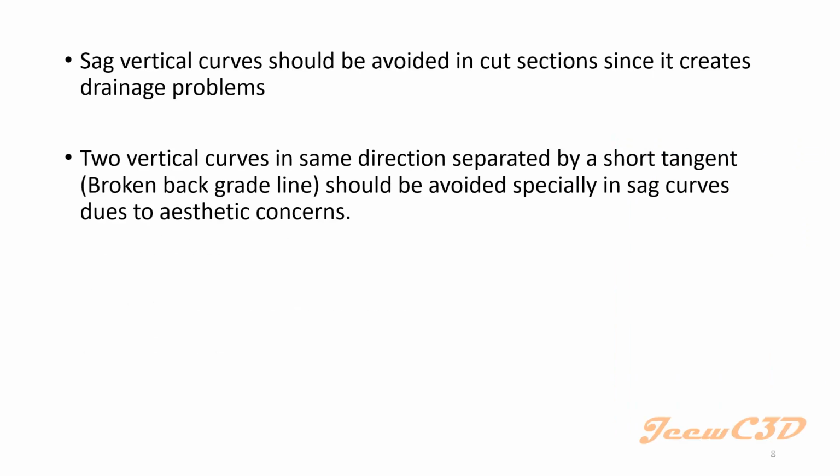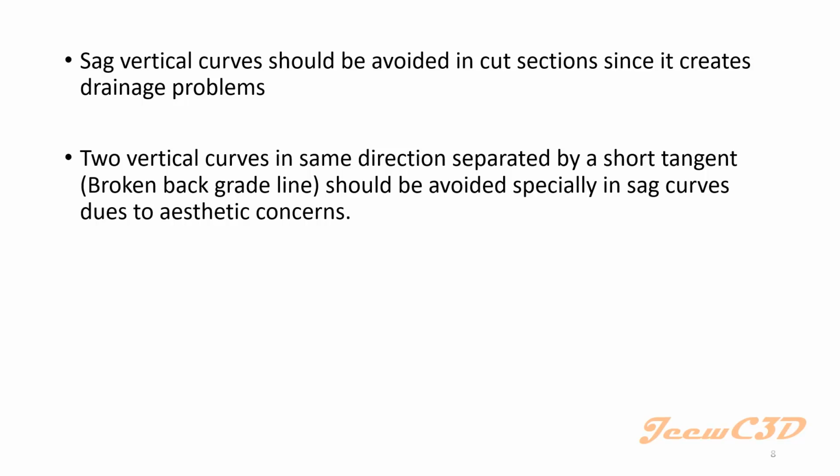Then sag vertical curves should be avoided in cut sections. If you can remember a sag vertical curve, which is a curve like this. So in sag vertical curves, the water is collected at the center. So if you have a cut section, that means the road is going through a mountain, or we have to cut the existing ground to create the new road. So in that sense, there will be a section where the water is collecting at the center of the curve.